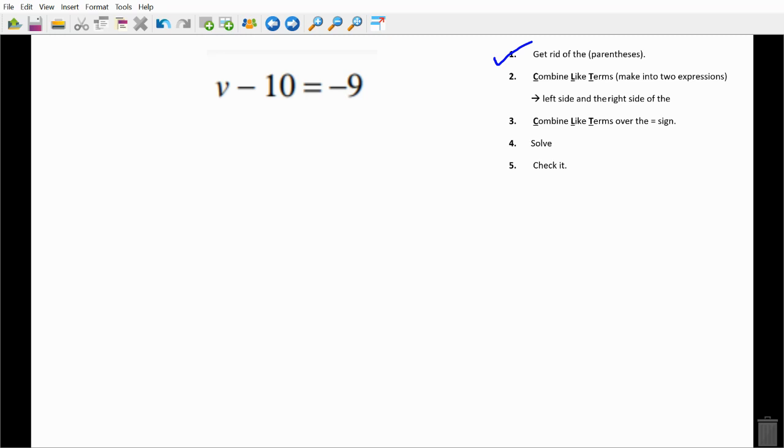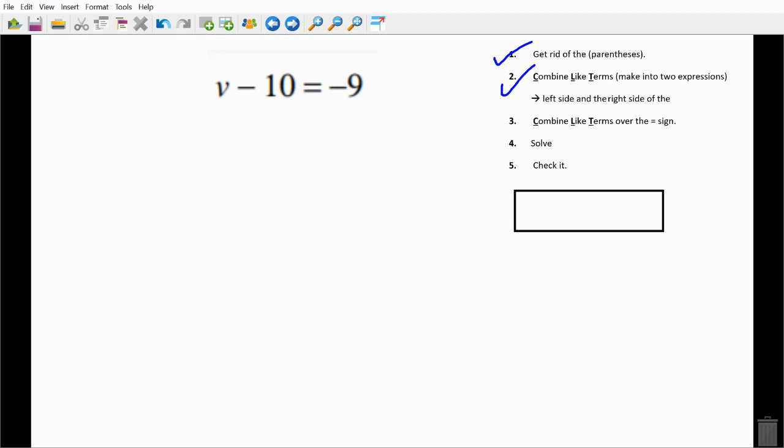All right, step 2 says combine like terms. Make it have two expressions. So what does that mean? It looks like this. I'm going to put a box here. Ready? Look at the left side. Can I combine v and negative 10? No, so that means that is going to be simplified. Can I combine anything on the right side? There's only a negative 9, so I can't. So guess what, guys? 40% of the project is already done, and we didn't even do anything.